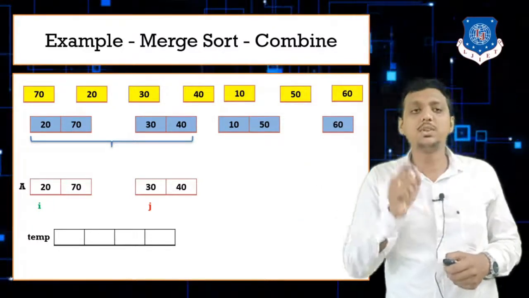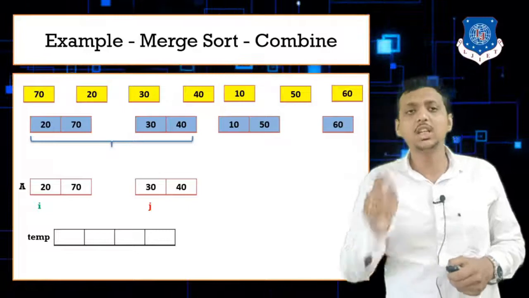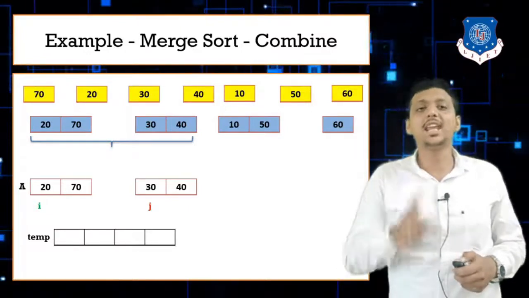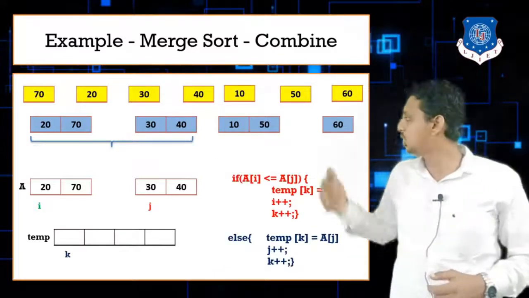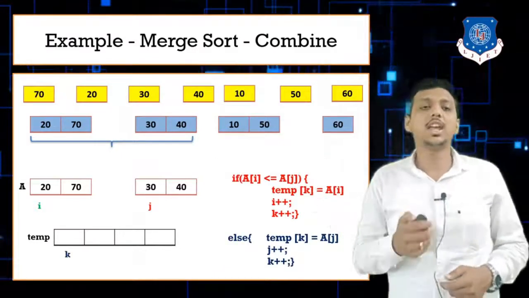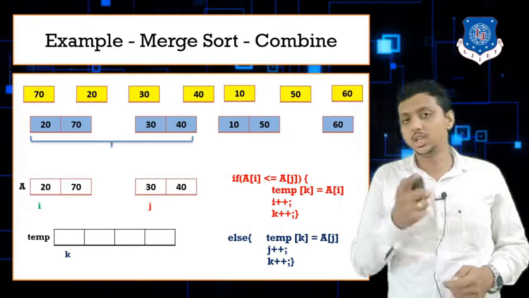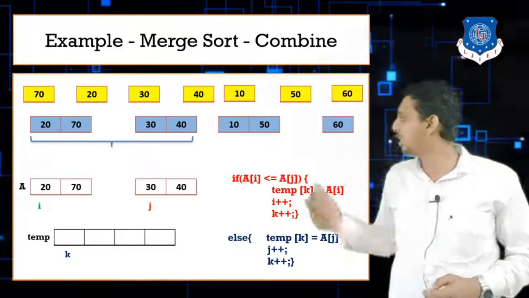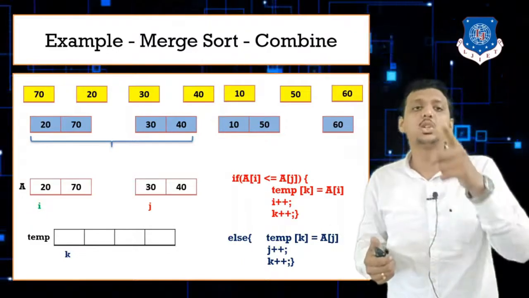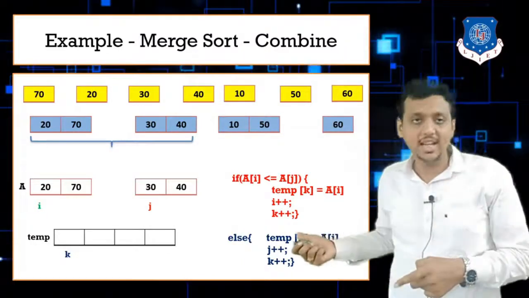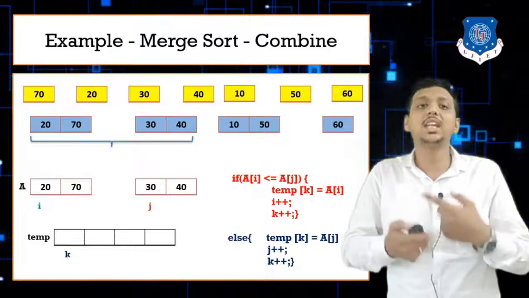Okay, so first we have 20, 70, 30 and 40. What you need to do is first compare A of i and A of j. Here are my conditions. If A of i is less than or equal to A of j, is that so? See, 20 less than or equal to 30? Yes. So 20 is smaller, so you need to put 20 in the temporary array, then increment i, increment k.